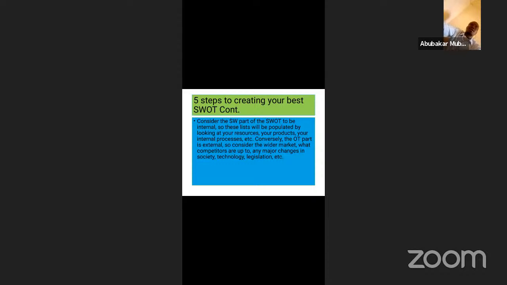And your internal processes: how you do things, how you work, what are the things you do, what are the policies guiding the organization and the rest. So these are internal things that you consider as your strengths and weaknesses. That's what should be in the list. And so consider the wider market, etc. The same thing applies to the opportunity and threat parts of the SWOT analysis. This could involve, for external, you consider the wider market, beyond the market you are in.